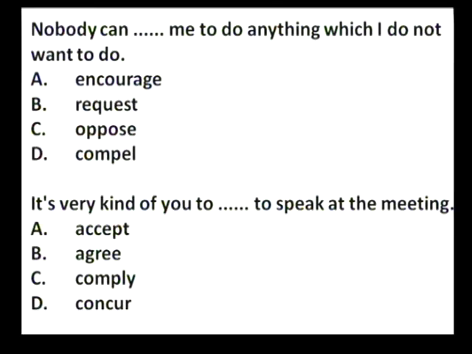Next, nobody can compel me to do anything which I do not want to do. Nobody can encourage me, nobody can request me, nobody can oppose me, nobody can compel me. Compel means what? Force, to force, or compulsion. So nobody can compel me to do anything which I do not want to do.